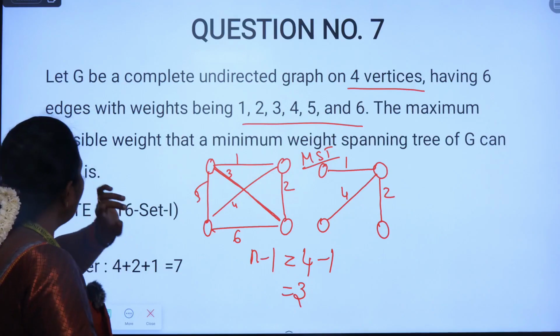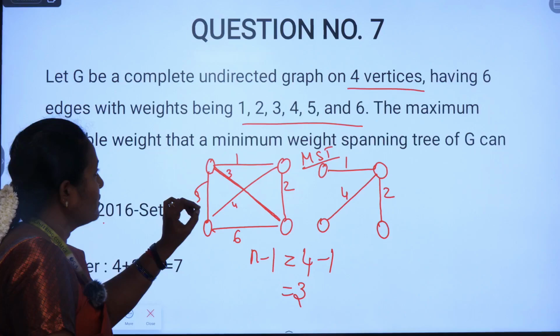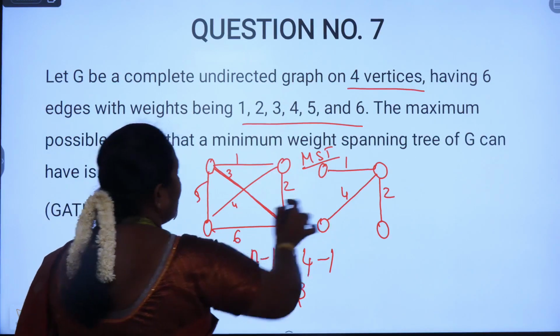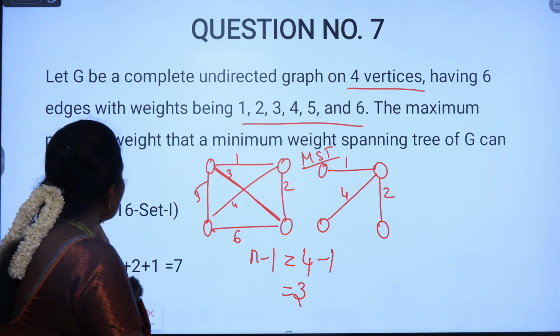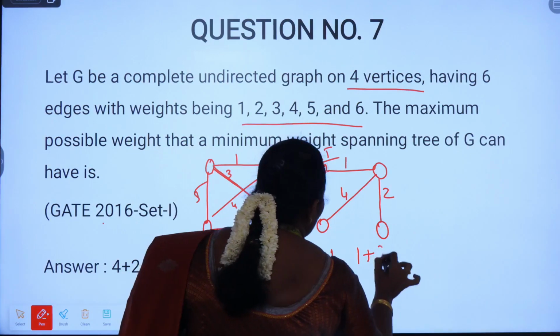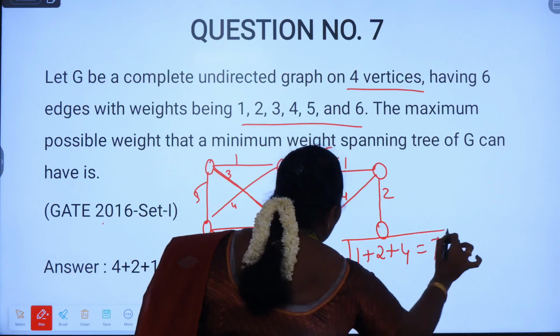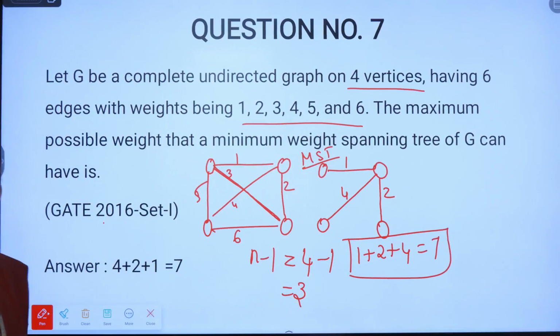They have asked you to find the maximum possible weight that a minimum weight spanning tree can have. So this is a minimum spanning tree, and you are going to find the maximum possible weight. What is the maximum possible weight now? 1 plus 2 plus 4 is equal to 7. So the answer for this one is 7.